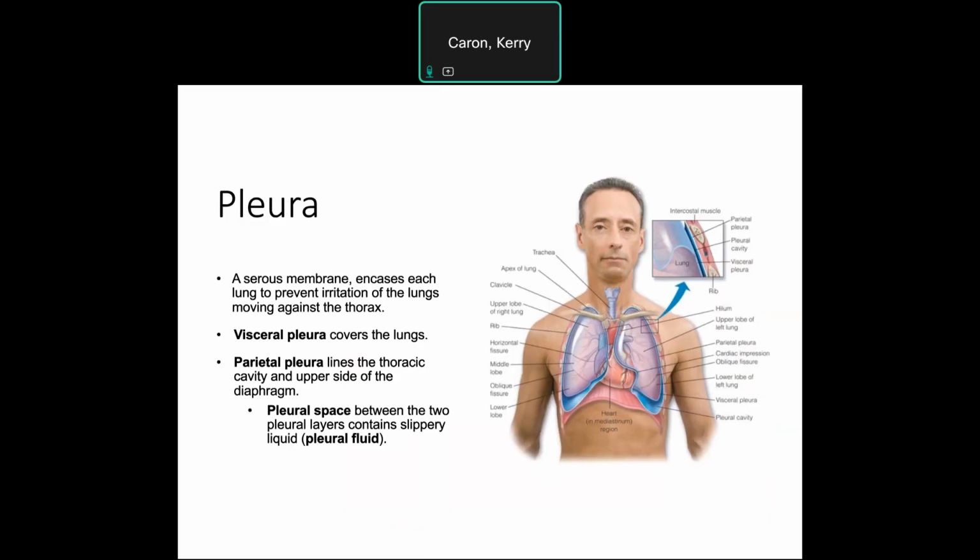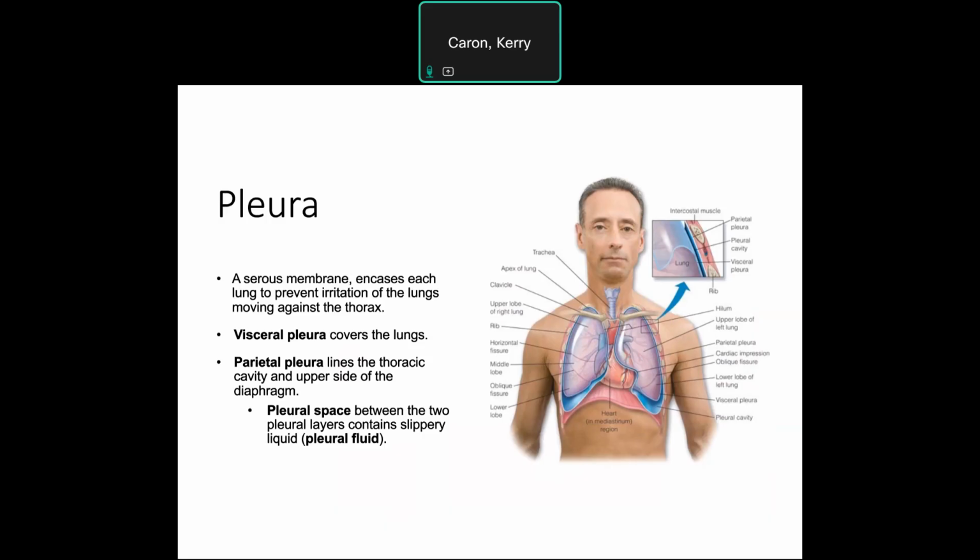Okay, the pleura. The pleura is similar to the pericardium. It is a serous membrane. It encases the lungs. It protects the lungs. It's fluid filled. And it prevents irritation of the lungs against the rib cage. Otherwise, we would have friction and irritation of the lungs moving with the movement of breathing against the rib cage.